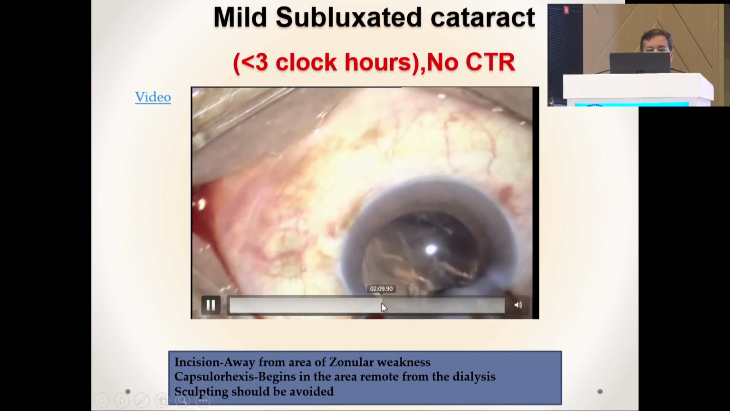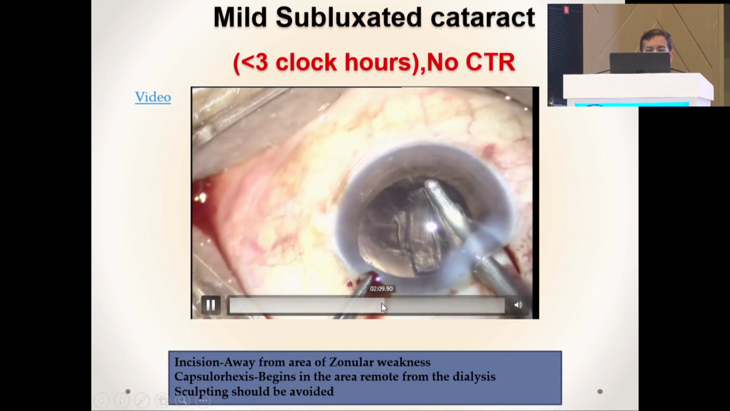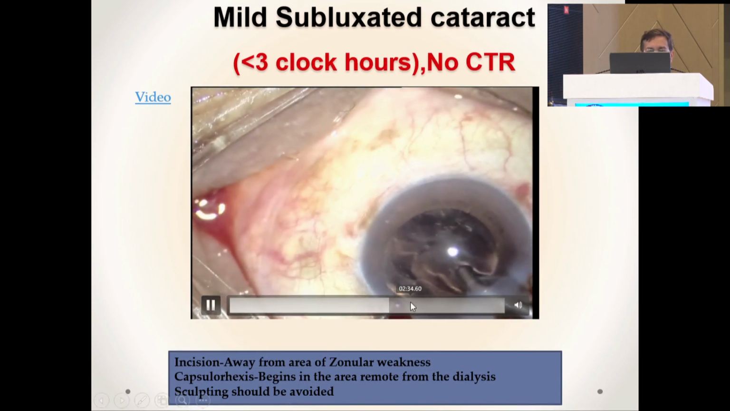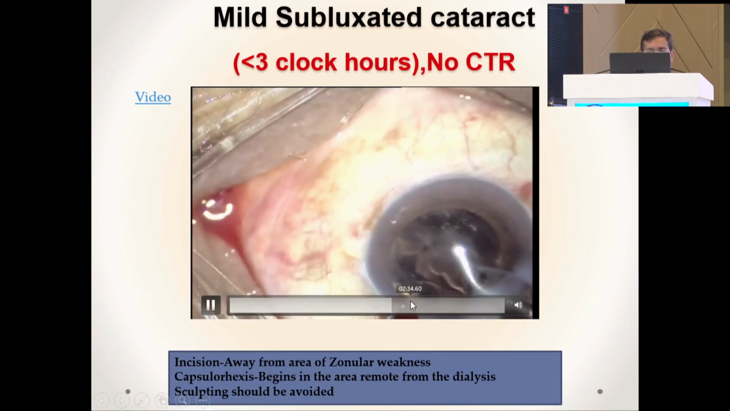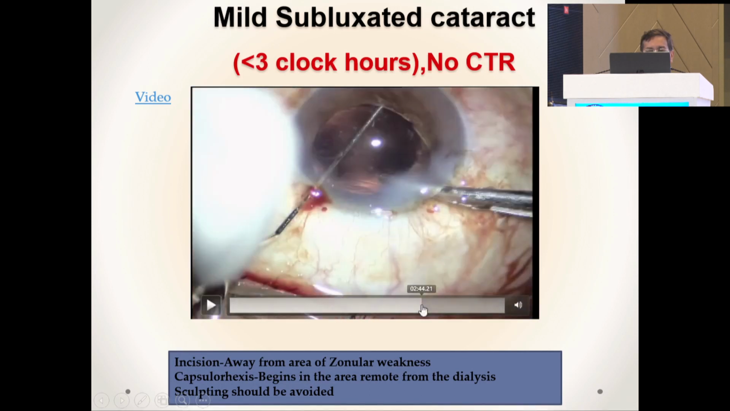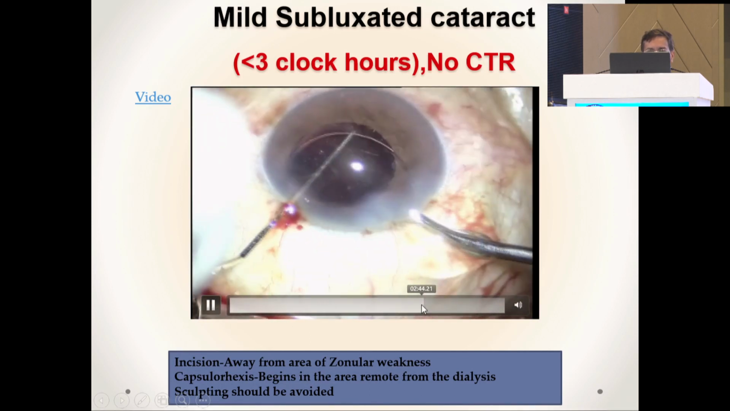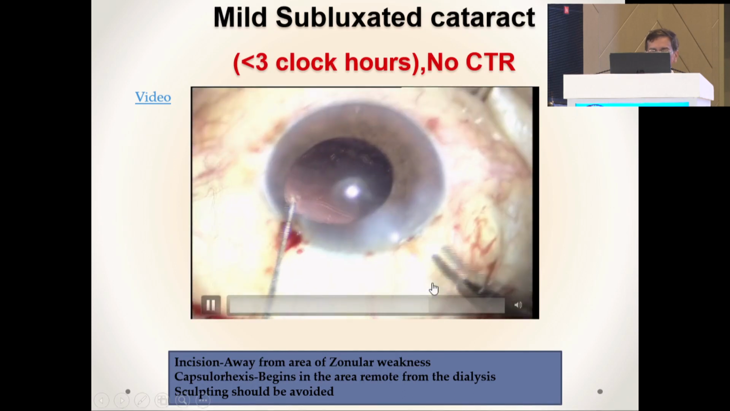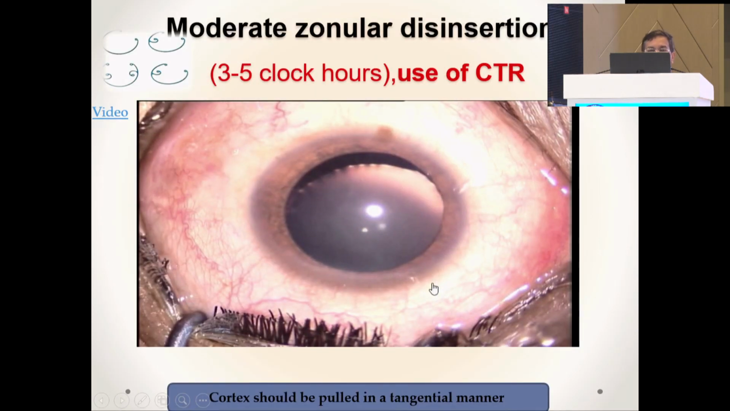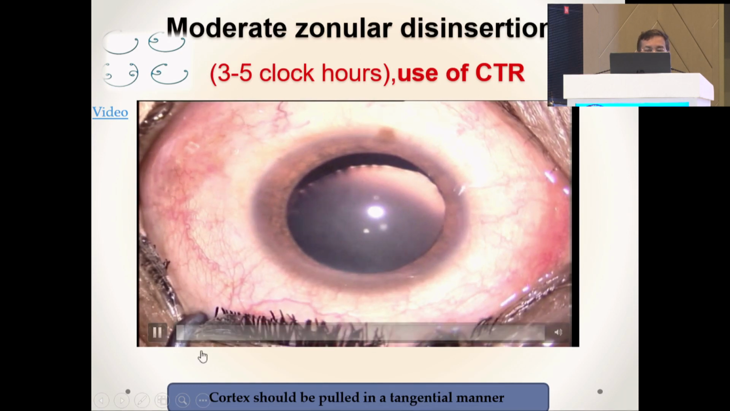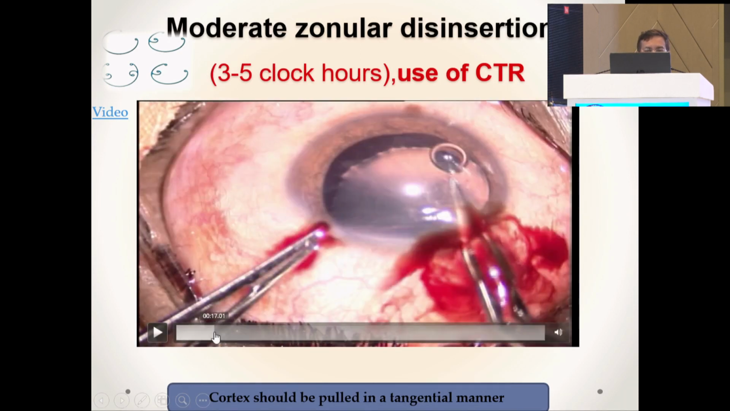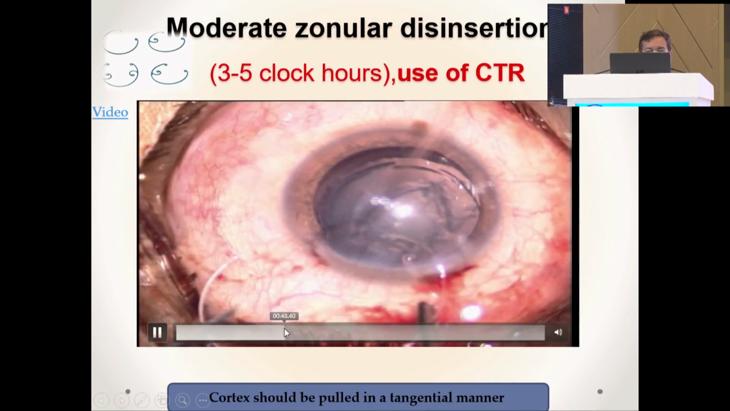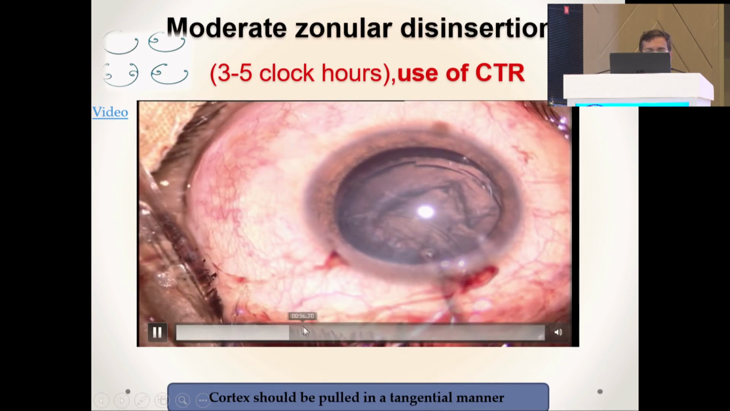And once it is done, you can put the lens with a haptic in the direction of the zonular dialysis. It will work as your CTR. If the dialysis covers more than 3 to 5 o'clock, more than this, use the CTR.